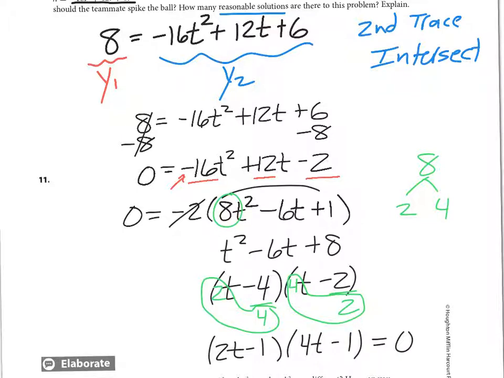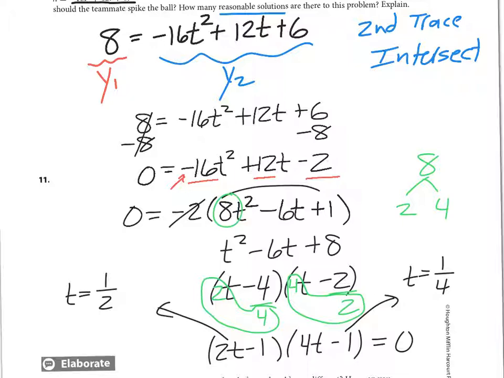Okay. Now I have to find my solutions. So we do the opposite. The opposite of this: we take the opposite of -1, which is +1, divide by 2. Do the opposite of this. T is 1/4. Okay, so reasonable solutions.